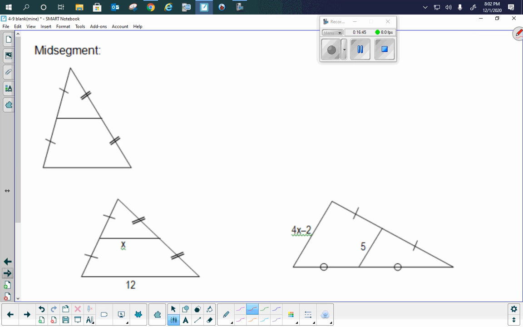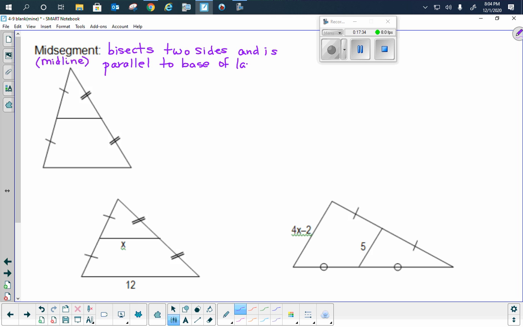Now, the next thing we need to talk about is a mid-segment, also sometimes called a midline. So you'll hear both words, mid-segment or midline. By definition, a mid-segment, this is just something you have to know for when it's useful in the problem, is that it bisects two sides. Remember, bisects means cut into two equal parts. And you also need to know it is parallel. So notice there's no arrows in this picture, but you're going to automatically know that it is parallel to the base of the large triangle.